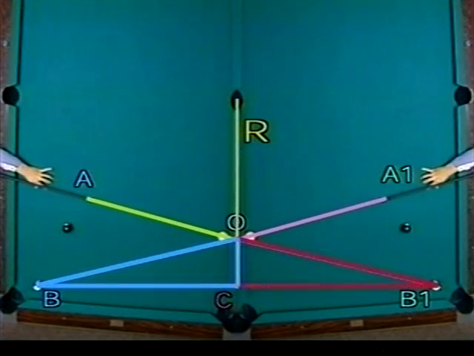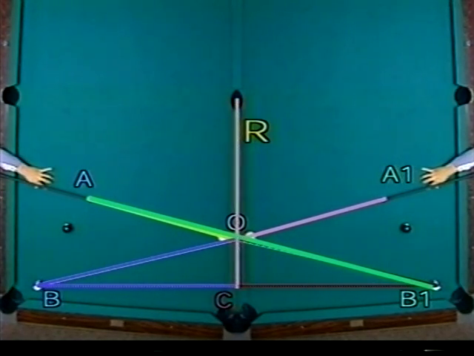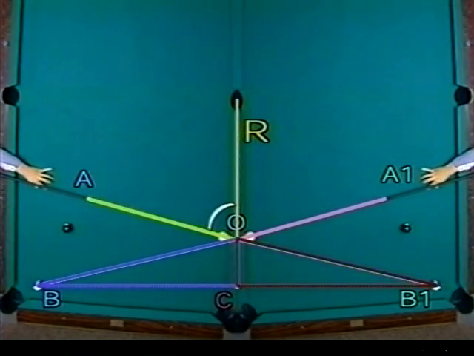We can prove that our two smaller triangles are congruent, equal. Geometry tells us that when a line intersects another line, the vertical angles are equal. Line AB1 intersects line RC, so the vertical angles AOR and B1OC must be equal. We know angle AOR and angle BOC are equal because of the principle of reflection. Therefore, angle BOC must equal angle B1OC.